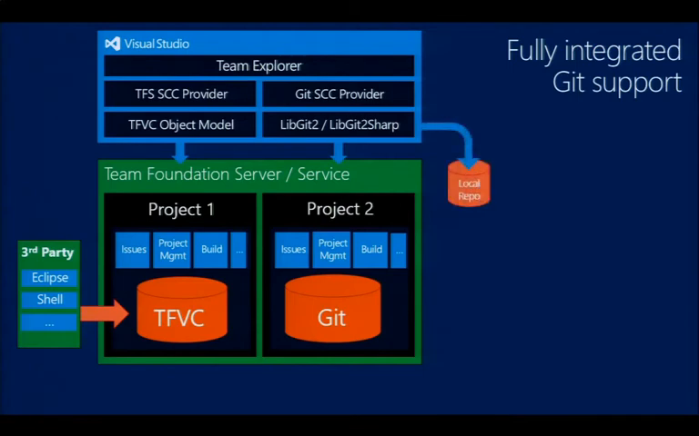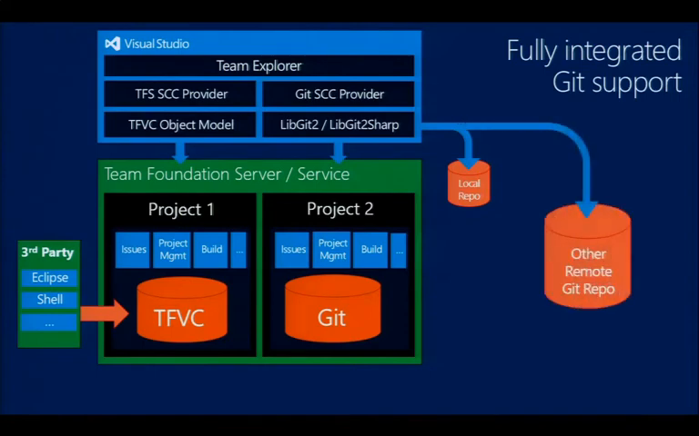So if I want, I can use, obviously, libgit2 can talk directly to Team Foundation Server, but it can talk to a local Git repository on your machine, any Git repository created by any other tool, and it can also talk to any third-party Git provider, so GitHub or Bitbucket or just a random network share running Git. It just works.